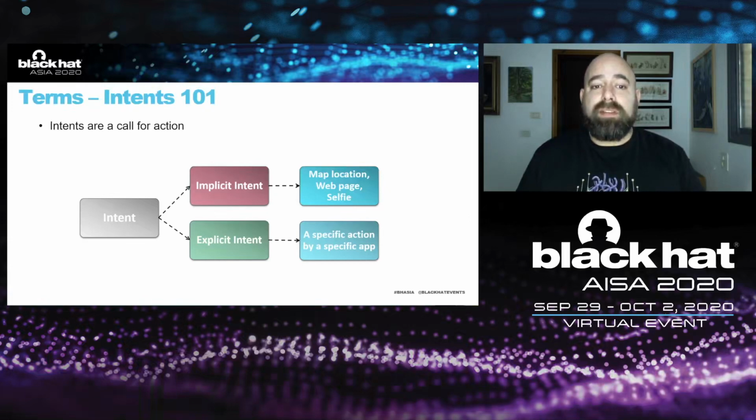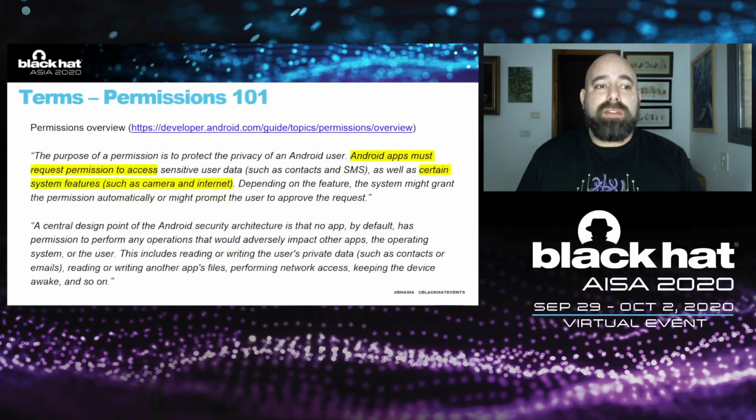Obviously, you see here that this is a communication method between applications. So some permissions must be in place for that to happen. And we see that the purpose of permissions is to protect the privacy of an Android user. Android apps must request permission to access certain system features, such as camera and internet. And this comes from the permissions overview of Android.